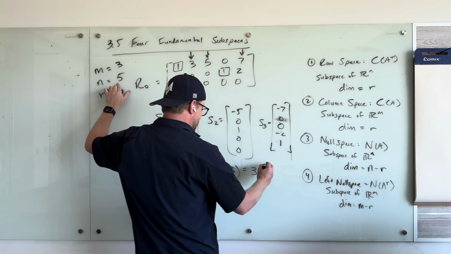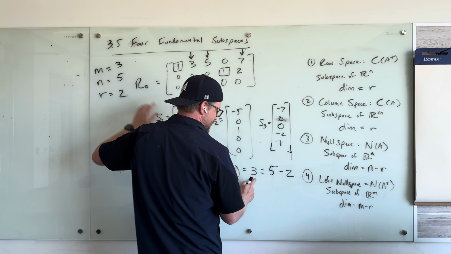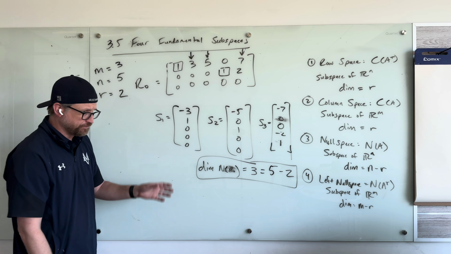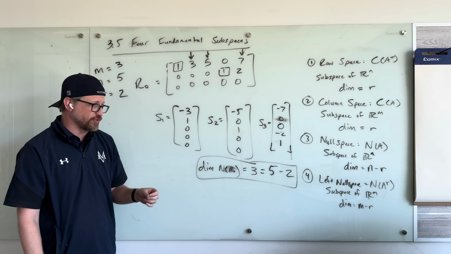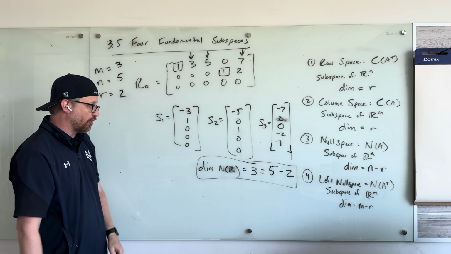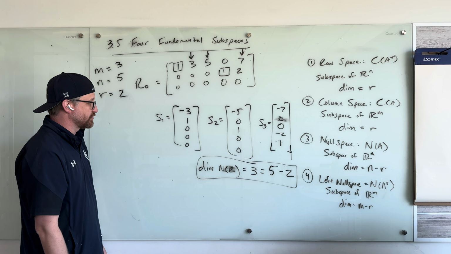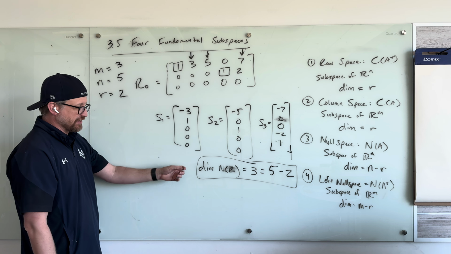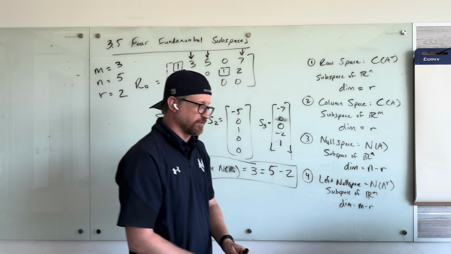And so if I take 5, subtract off its rank, notice how that works out. So as we have this formula of, for any m by n matrix, the dimension of the null space should always be n minus r, always. And again, we'll verify that when we start looking at a matrix that's not in reduced row echelon form. And so that's the dimension of my null space for this matrix.